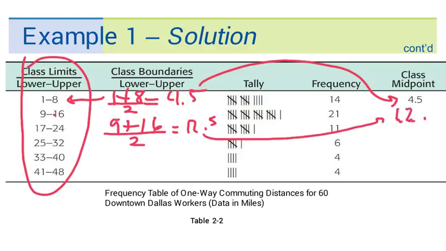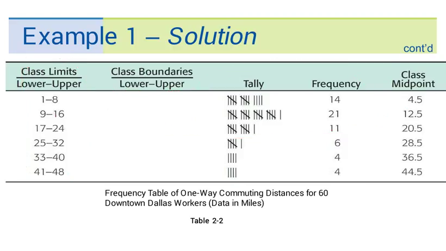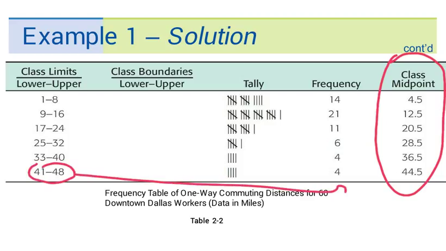Oops, pen is not working so great, but 12.5 for my second class. That would be my class midpoint, or kind of the average commuting distance for that class. Once I do that for all my classes, I should have the class midpoints that you see here. Again, I'm just adding the lower class limit to the upper class limit and dividing that sum by 2. So if I look at this last one here, lower class limit of 41, upper class limit of 48, divide that sum by 2, I get 44.5.